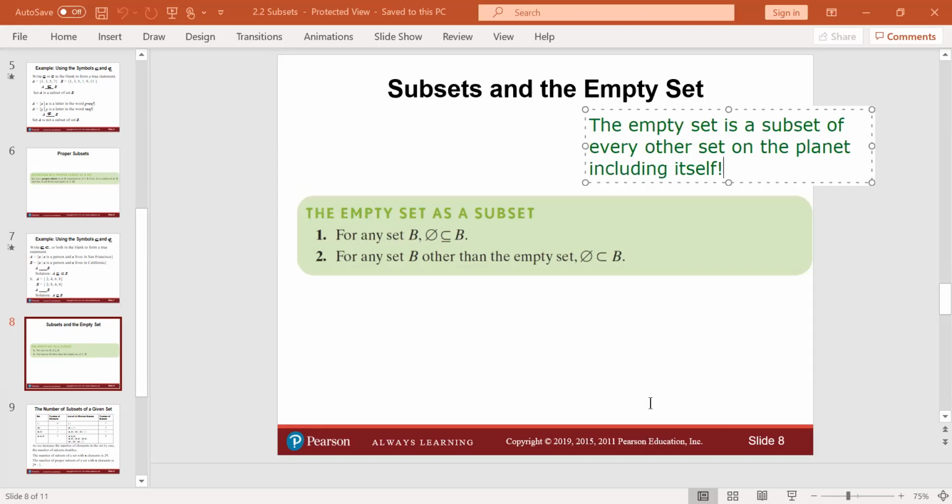Anyways, so the empty set is a subset of every other. Now, as long as you have the set B and it's not empty, as long as it has something in it, the empty set is a proper subset of that, because the empty set now would have less elements than that.